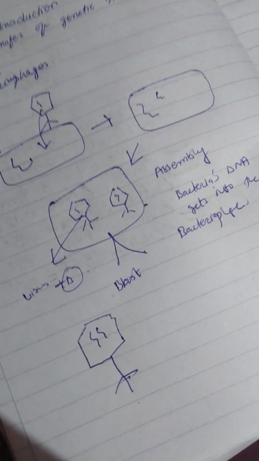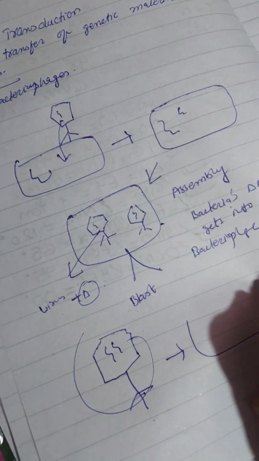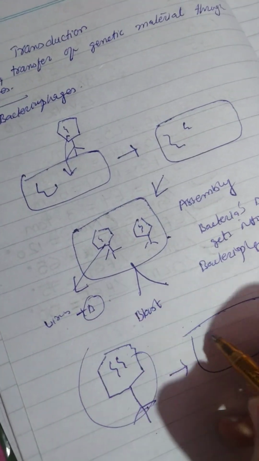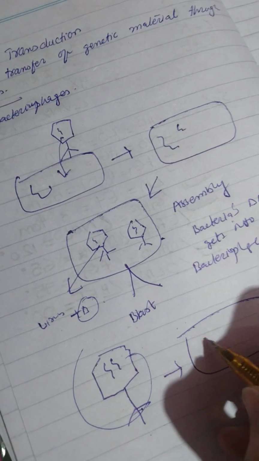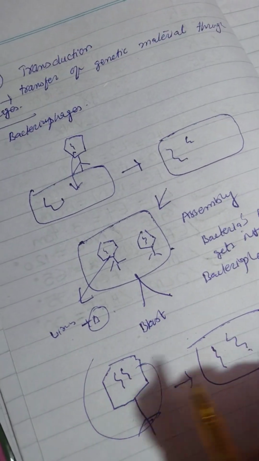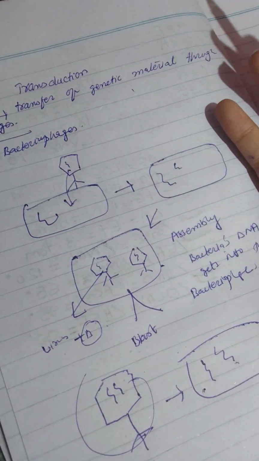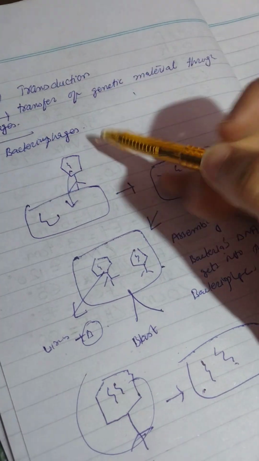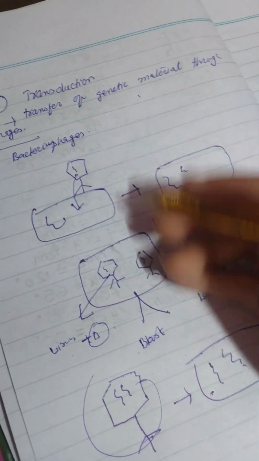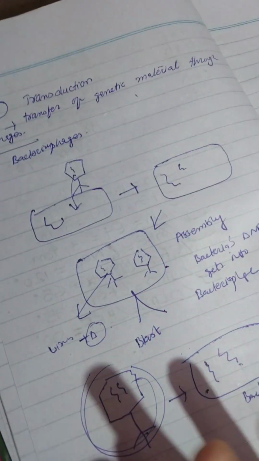When it enters into another cell, and it contains both, there it will carry that bacteria's DNA plus its own DNA too. This is how there is a transfer of genetic material through phages. Like this bacteria's genetic material is now in this bacteria due to this phage. Sometimes it happens too.